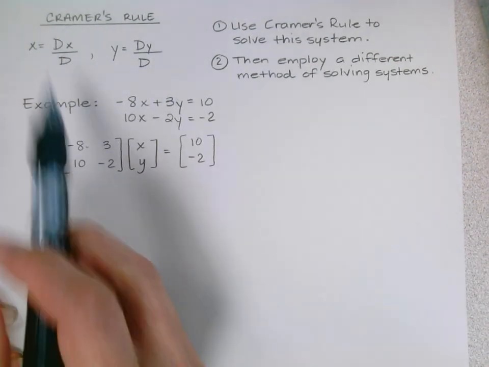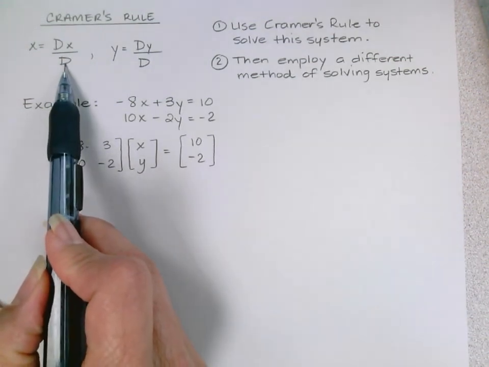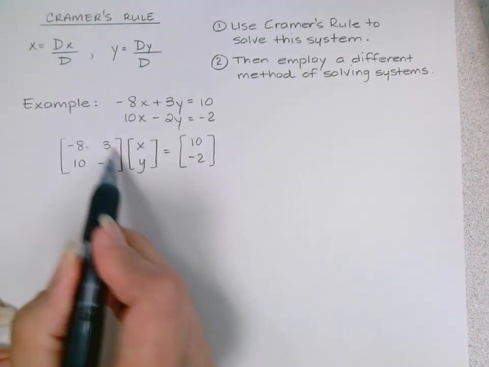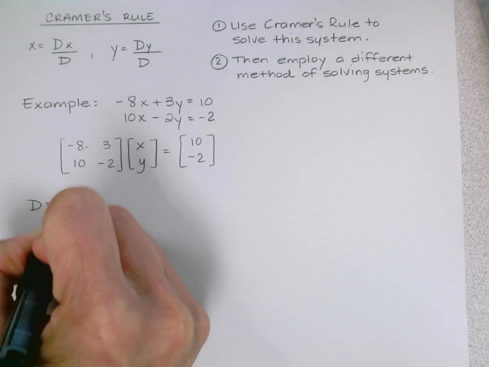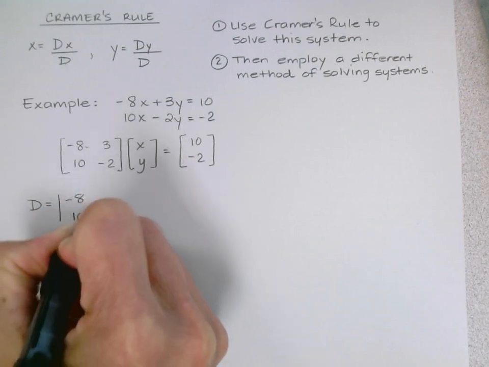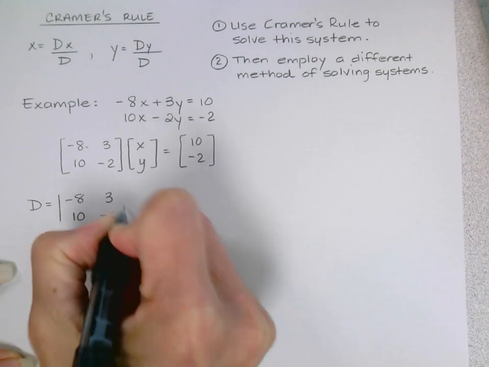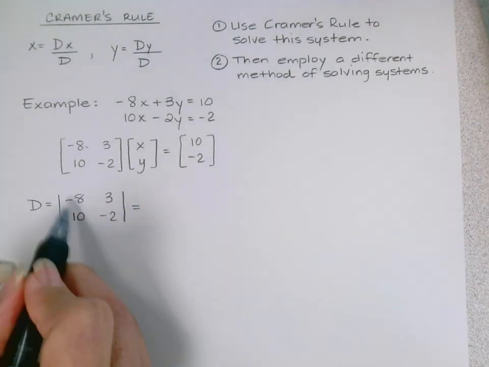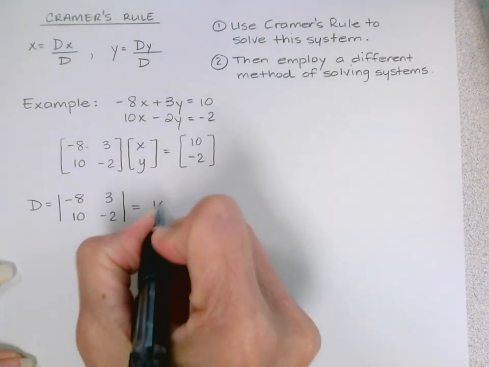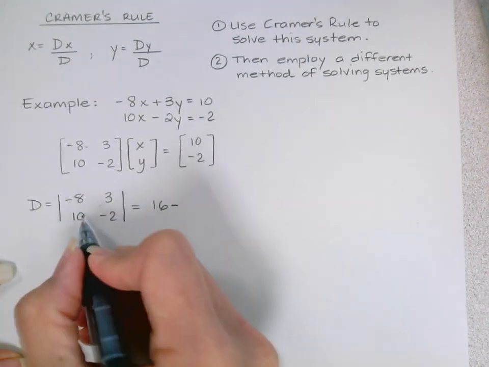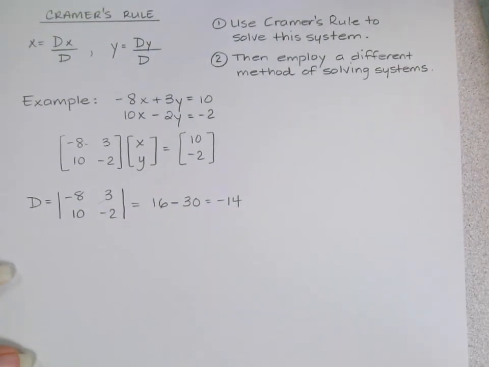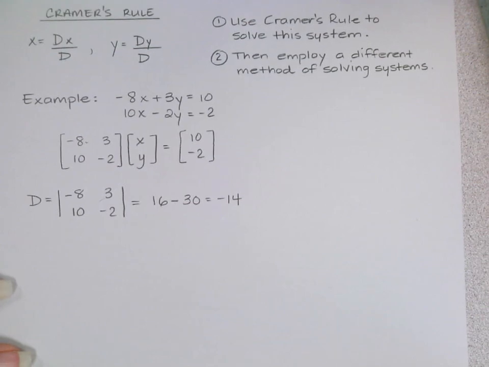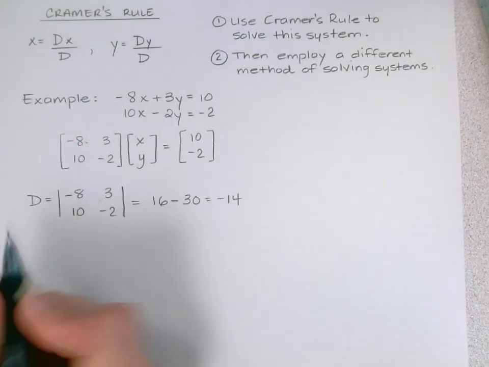Now, we need to find D as in determinant of our given matrix. And so we are going to find the determinant of this matrix right here. So determinant of negative 8, 10, 3, and negative 2. So we multiply, and then we subtract the product of those two numbers. Simplify.